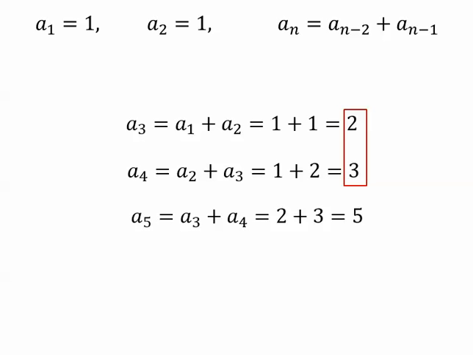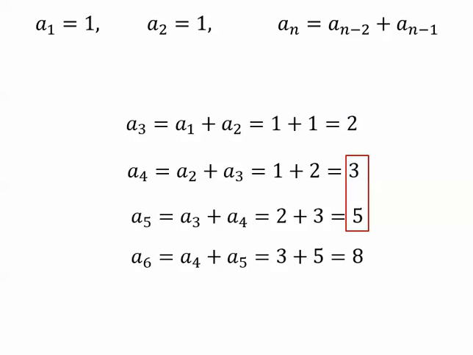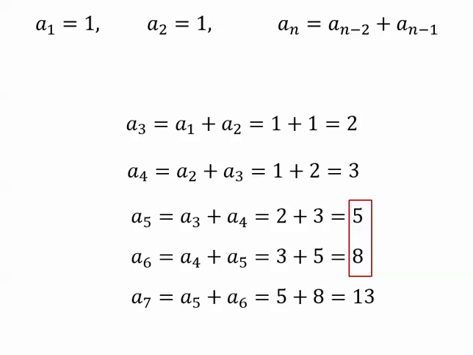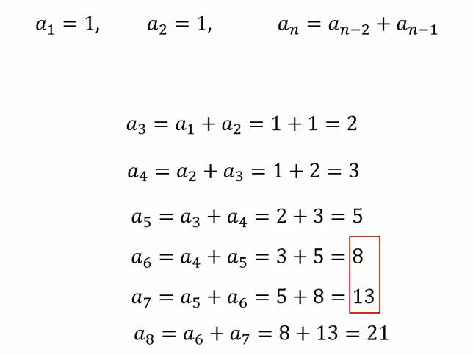To find a sub 5, you're really just adding the 2 previous terms. To find a sub 6, add the 2 previous terms. A sub 7, add the 2 previous terms. A sub 8, add the 2 previous terms. And you might be recognizing this sequence at this point. You have what's called the Fibonacci sequence. 1, 1, 2, 3, 5, 8, 13, 21, and the next one would be 13 plus 21, or what would that be? 34, right?